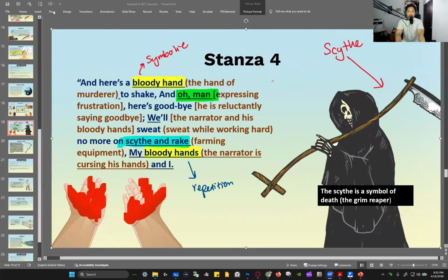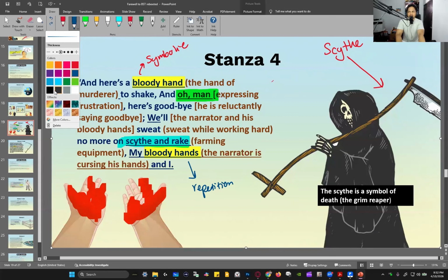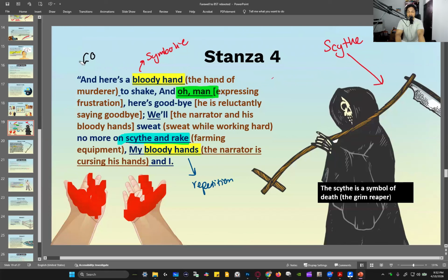What is the theme of this poem? Please tell me. This poem falls under the theme of conflict.